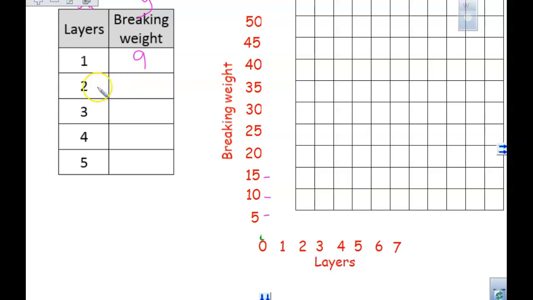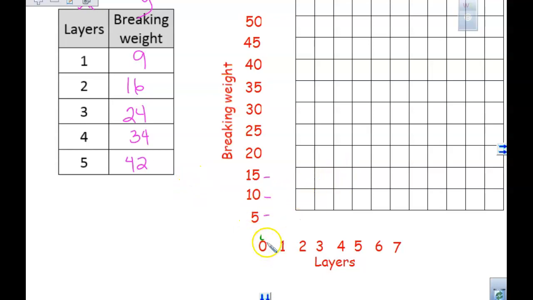Okay? We put 2 layers of paper. We started with 2 fresh pieces of paper. The paper then broke at 16. After 3 layers, it actually held 24. And 4 layers held 34 pennies on average. And 5 layers of that paper in between the 2 books held about 42.